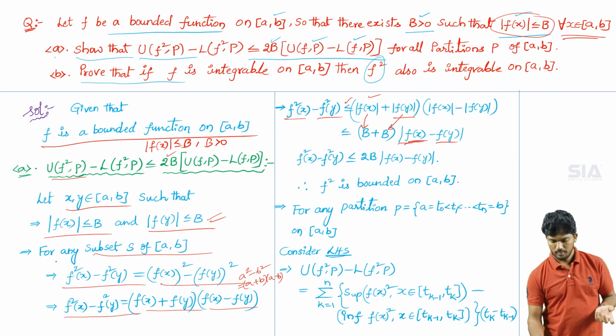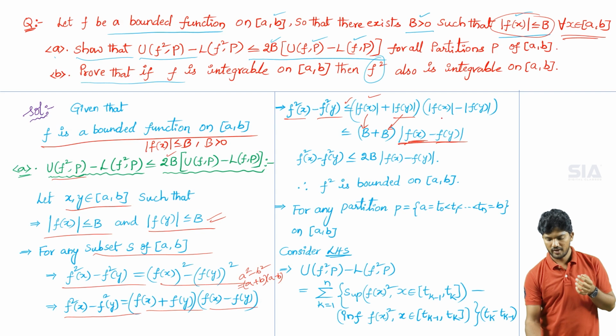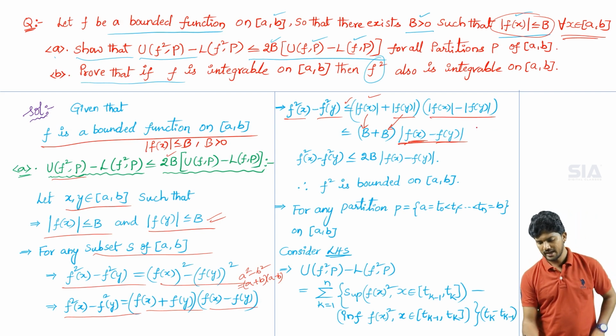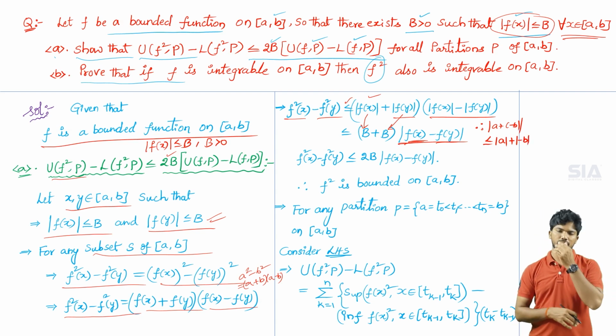So therefore mod f of x minus f of y is equal to mod f of x minus mod f of y. So therefore you know very well triangular inequality. For the negative function, mod a plus of minus b is less than or equal to mod A plus mod B. So mod A plus mod B, in that format we can apply the condition.